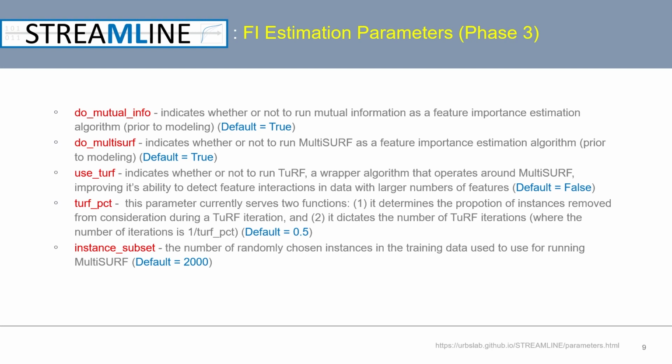This is useful in datasets with a very large number of instances, since relief-based algorithms such as multisurf scale quadratically with the number of instances, making it run extremely slowly on datasets with a very high number of instances. And lastly, njobs defines the number of CPU cores dedicated to running multisurf with a default of 1.